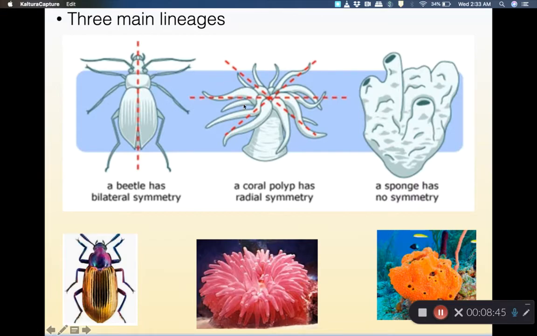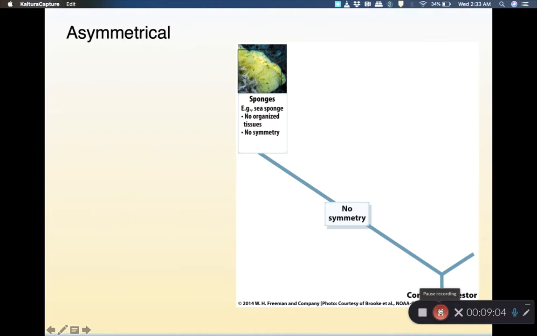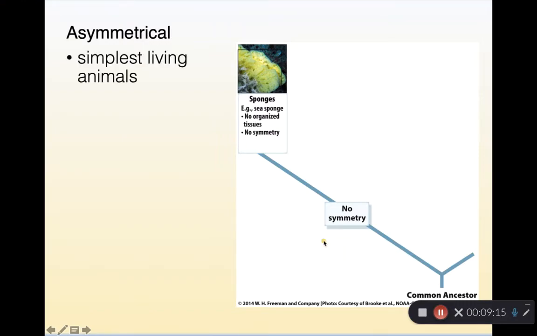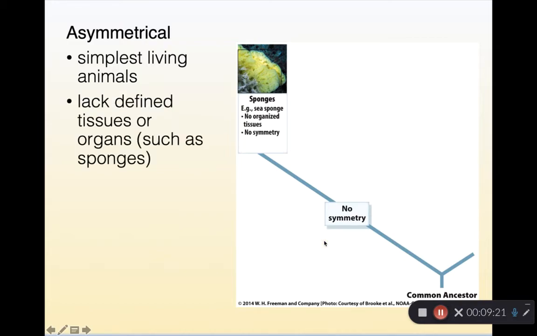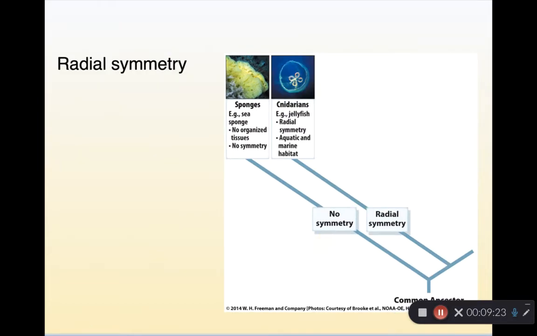So again, we can think of some of these large, broad classifications of life on Earth. Our first one was vertebrate and invertebrate, and now we're starting to think of these three main lineages of symmetry. Looking back on what is most recently diverged from the common ancestor, we have things that have no symmetry, like sponges. These are really the simplest living animals, and they lack defined tissues or organs.